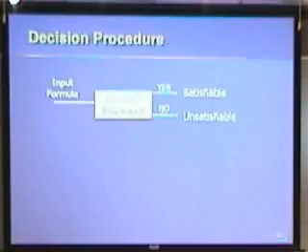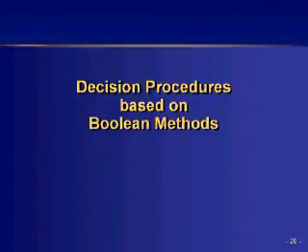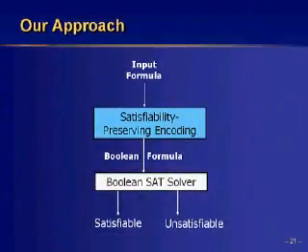In order to discharge these queries, we need a decision procedure that takes in an input formula, which is a Boolean expression over not just Boolean variables, but also integers, arrays, or in general some fragment of first order logic. And it outputs that either yes, it's satisfiable and the fragment is not a no-op, or no, it's not. So this is going to be the subject of the rest of the talk. How do we build these decision procedures? And specifically, what's my approach to solving this problem?